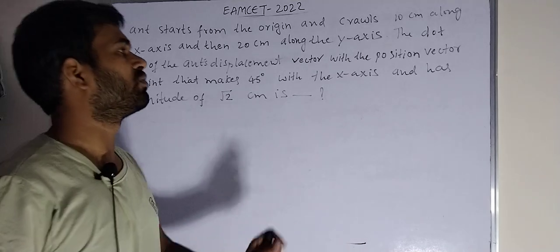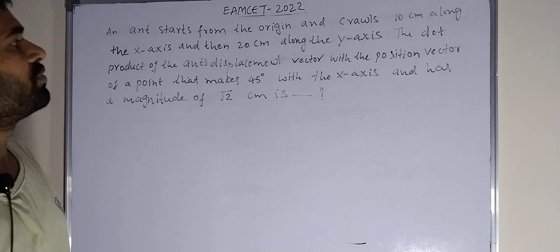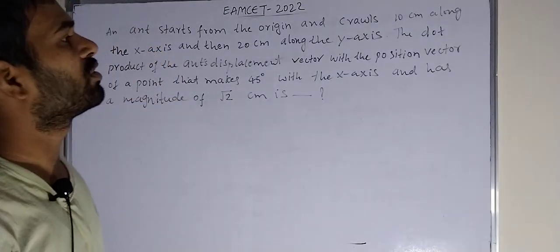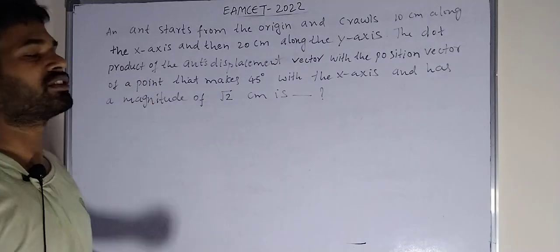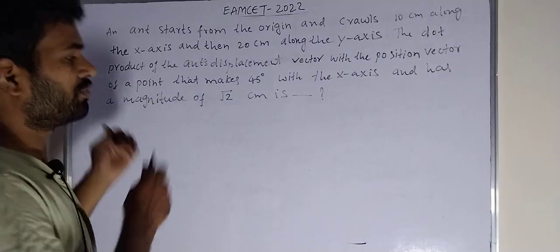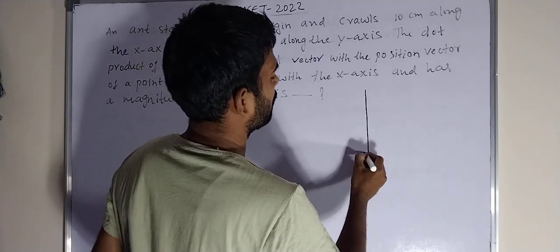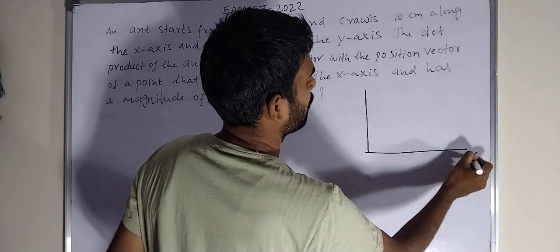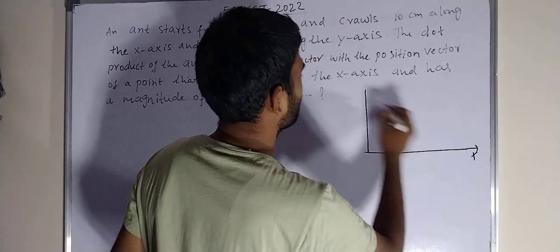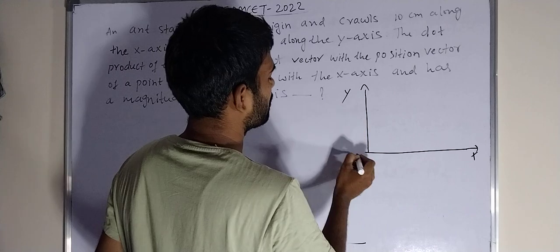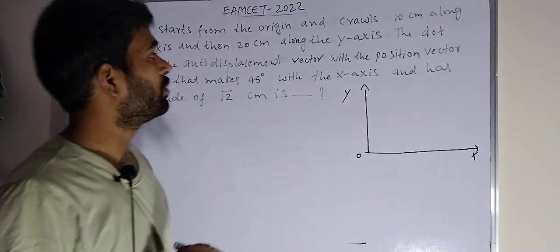Okay, try to understand the question first. An ant starts from the origin. It crawls 10 centimeter along x-axis, 20 centimeter along y-axis. So first we will take a plane and x-axis, y-axis. This is origin.